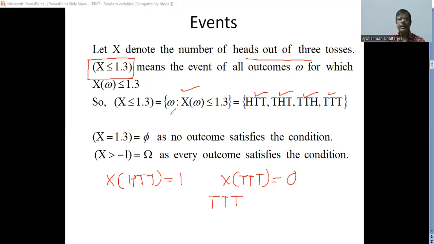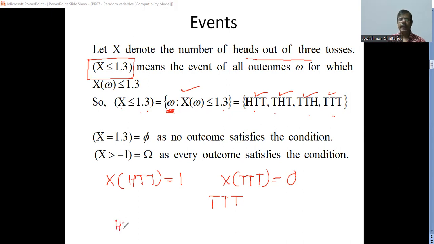Here, look at the event capital X less than or equal to 1.3. It means all the outcomes omega, remember, omega represents outcomes of the random experiment, for which the X values are less than or equal to 1.3. And we get these 4 outcomes. The other 4 outcomes don't satisfy the given condition.